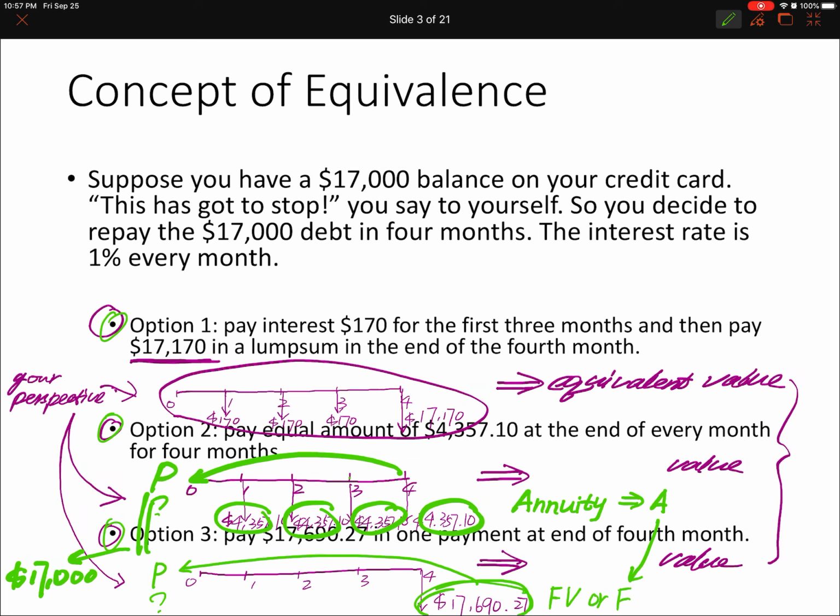So we can say this annuity, which is 4,357 every month for 4 months, is equivalent to this future value, which is 17,690.27 paid by the end of the 4th month. So the A and the F, they are equivalent. Okay? So this is a review of the concept of equivalence.